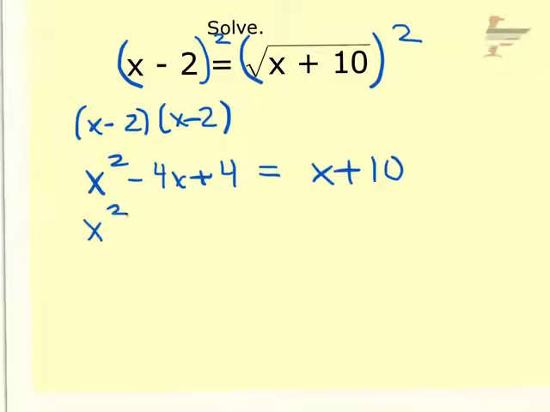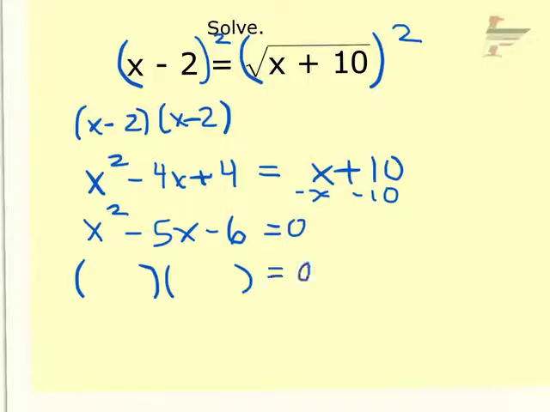Now I have a quadratic, so I'm going to subtract x over here to get negative 5x, and subtract 10 to get negative 6. It factors. If it didn't, I'd use the quadratic formula, but it does factor down to minus 6 and plus 1. So x equals 6 and negative 1 if I solve those, and then check them.